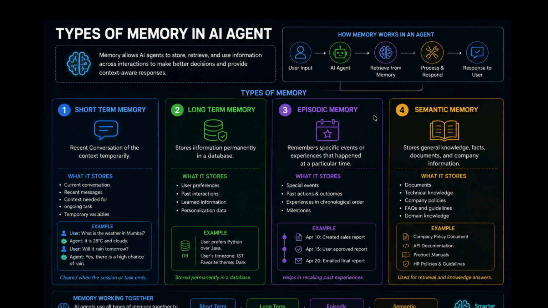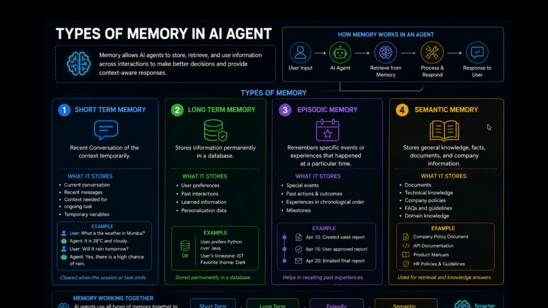The third thing is episodic memory, which remembers specific events or experiences that happened at a particular time. So some special events, past actions and outcomes: if I have provided this input, what was the exact output. It remembers experiences in chronological order, what is the sequence of steps that got executed, and some milestones. For example, April 10th created sales report, April 15th user approved the report, April 20th emailed final report. Like that, it will remember the chronological order, and since it is a special event, it can fetch that event easily whenever a query comes.